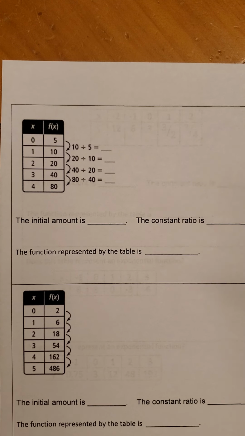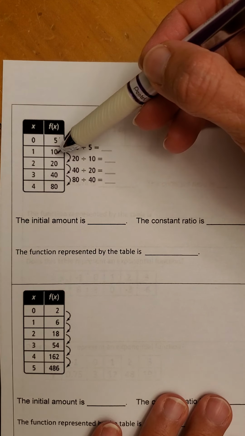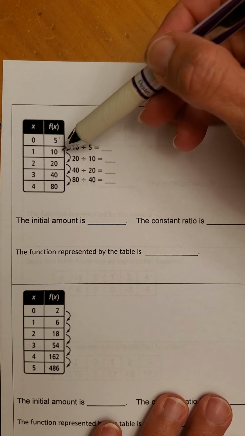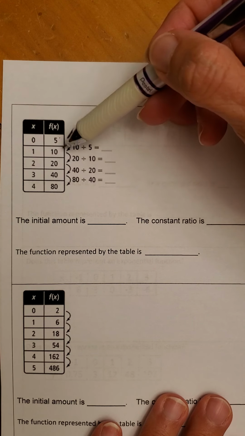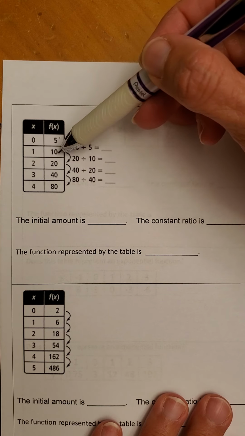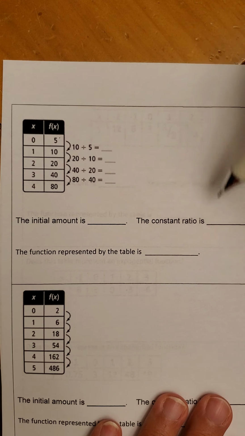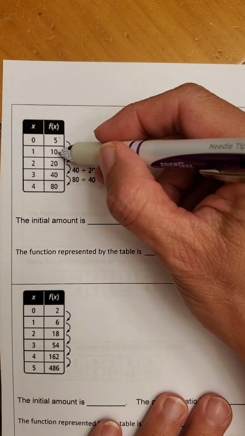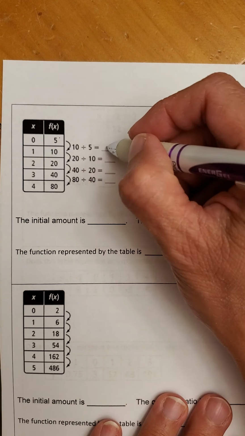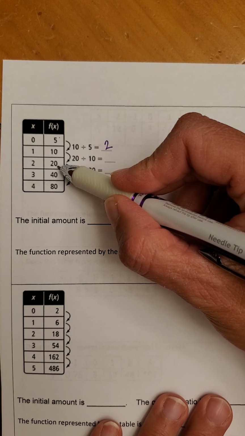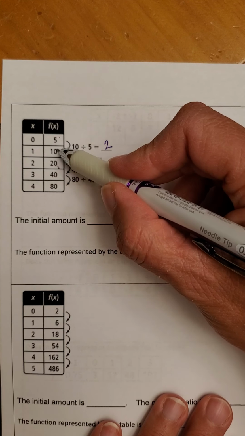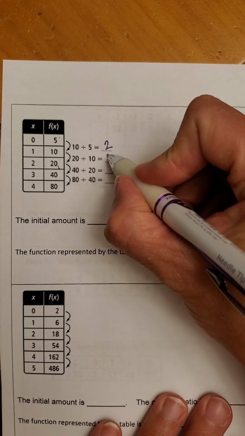5 times what equals 10? Well, the opposite of multiplication is division. So if you don't know that, you could go backwards, right? 5 times what equals 10? 2. 10 divided by 5 is 2. What would I multiply this by to get that? Or what this divided by what? These two divided by each other. What do you get? You get 2.